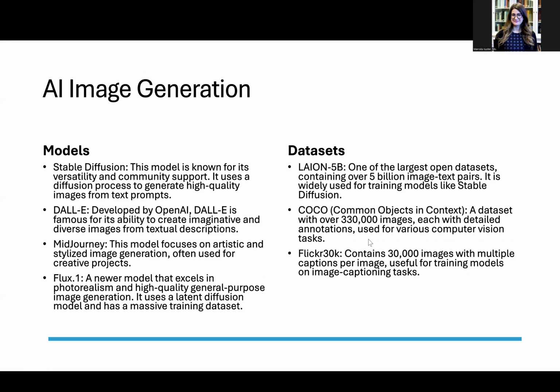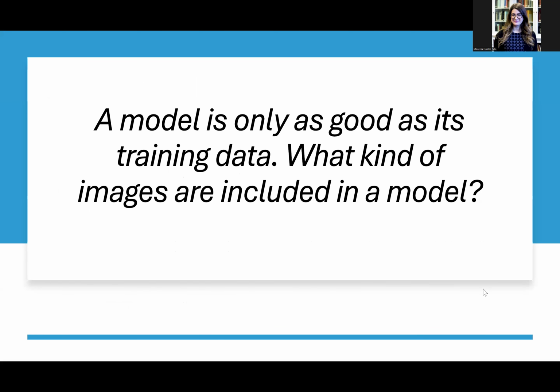So you have a variety of models and data sets. And I think they all have their strengths and they all have their weaknesses. But one thing that we always want to think about when we're thinking about AI image generation is that a model is only as good as its training data. So the model by itself is good, but depending on what data it's been trained on is what we are going to see when we ask the model to create an image. So one thing that we sometimes don't think about is what kind of images are included in the model.